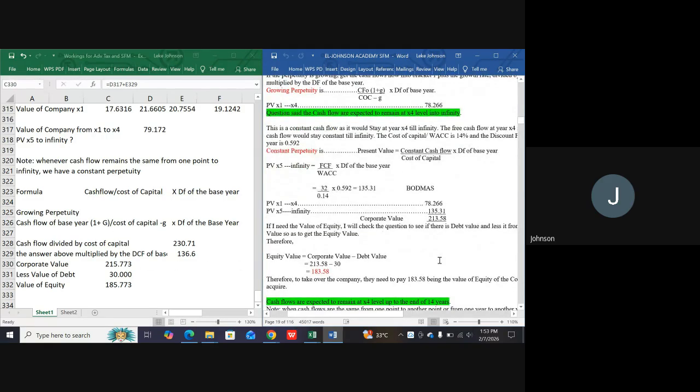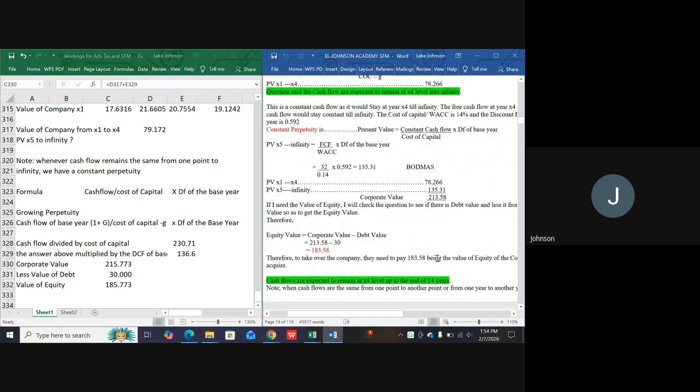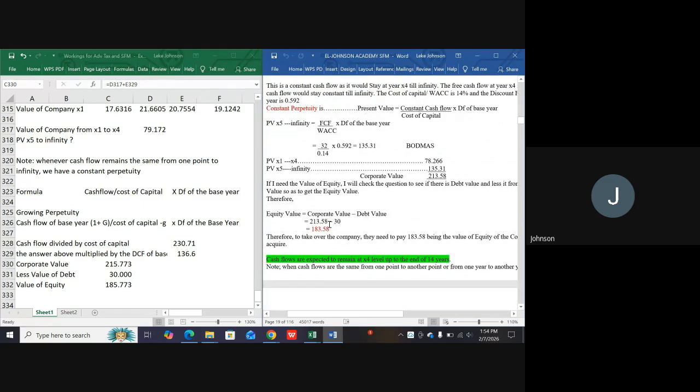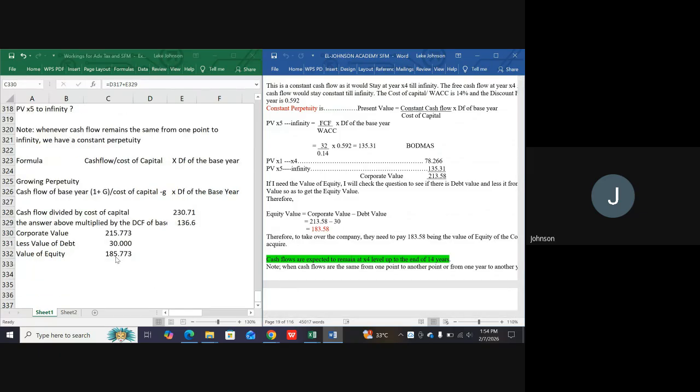Then they now say that to get our value of equity alone, we take the corporate value minus the value of debt. We're going to have our value of equity. And that's how we're able to get the value of equity over here. So any question at all?